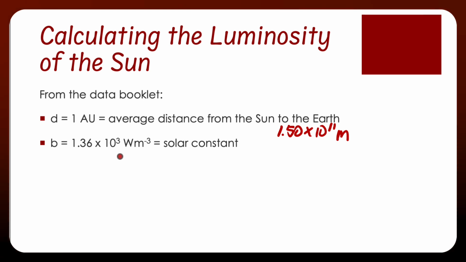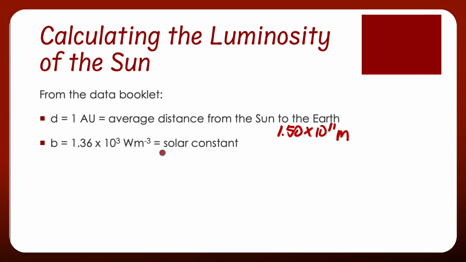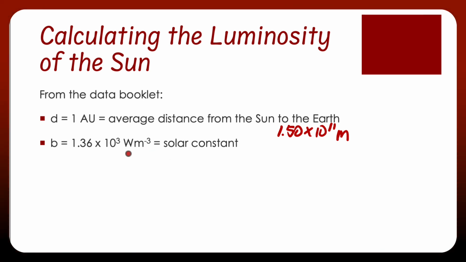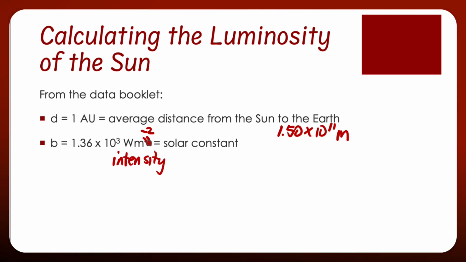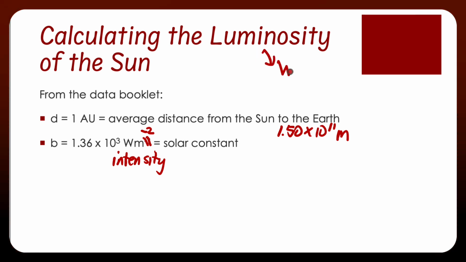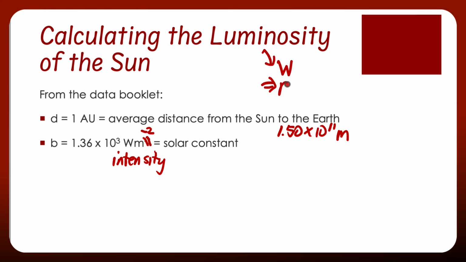The other thing we have is this thing called the solar constant. Now, if we take a look at my units, which are incorrect, the units are watts per meter squared. Why is that important? Well, that is going to be an intensity. And many people incorrectly think that the solar constant is actually the luminosity, but the luminosity is measured in watts, so that means it's a power.